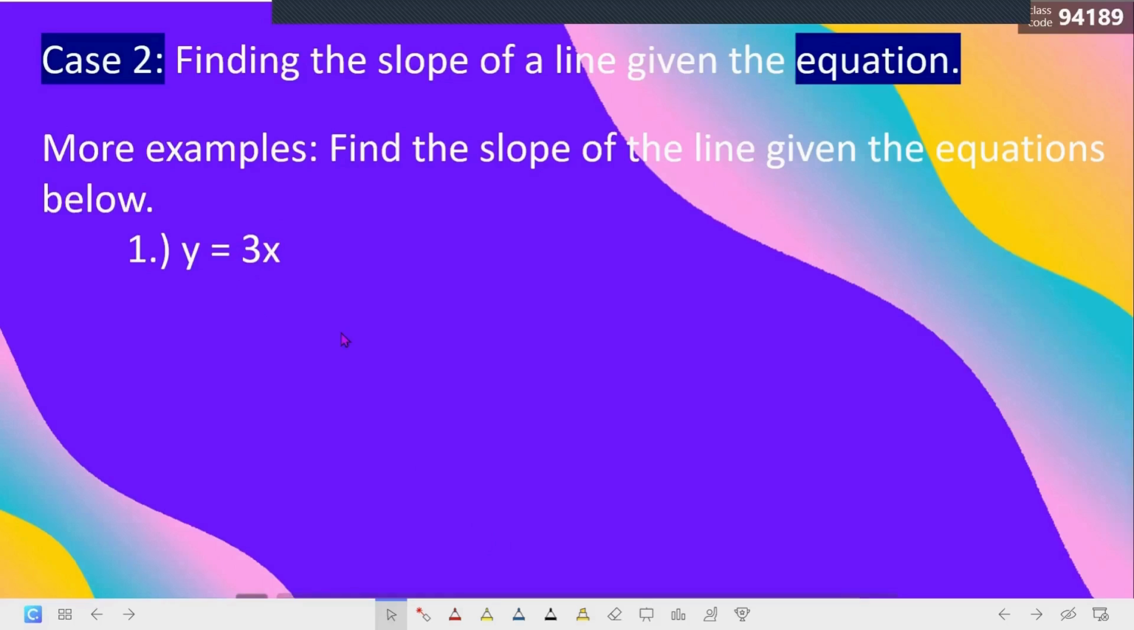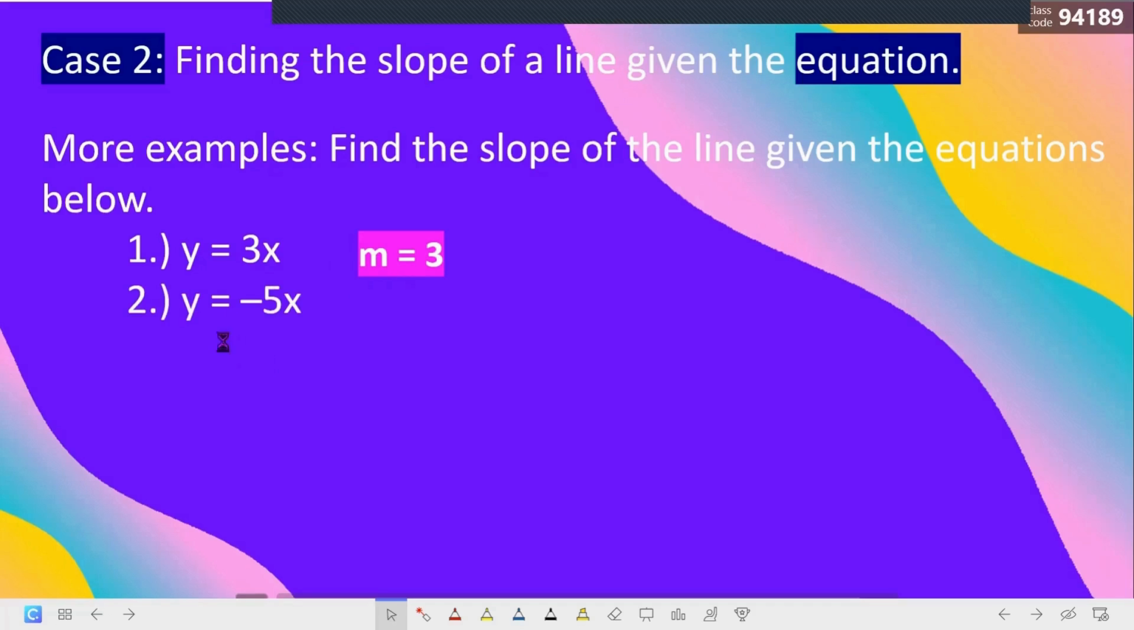More examples. Let's find the slope of the line given the equations below. Y equals 3x. In this example, we don't have a constant. Well, that's okay as long as we have the two variables in the equation. And this is also written in the slope-intercept form because the y is separated from the x variable. Applying our given method, m is the coefficient of x. Therefore, our slope here is m equals 3.